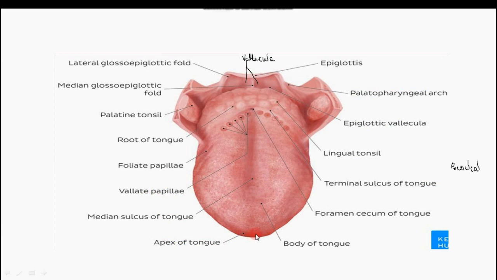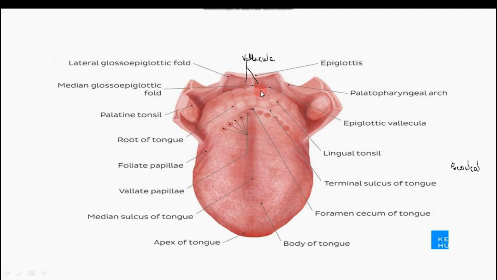So first, this one is the apex of the tongue or tip of the tongue. This tip is directed forward and comes in contact with the upper incisor. In a normal position, it rests, or you can say it touches the hard palate, anterior aspect of the hard palate. Now next is the base. So this base, as I said, is directed toward the oropharynx.